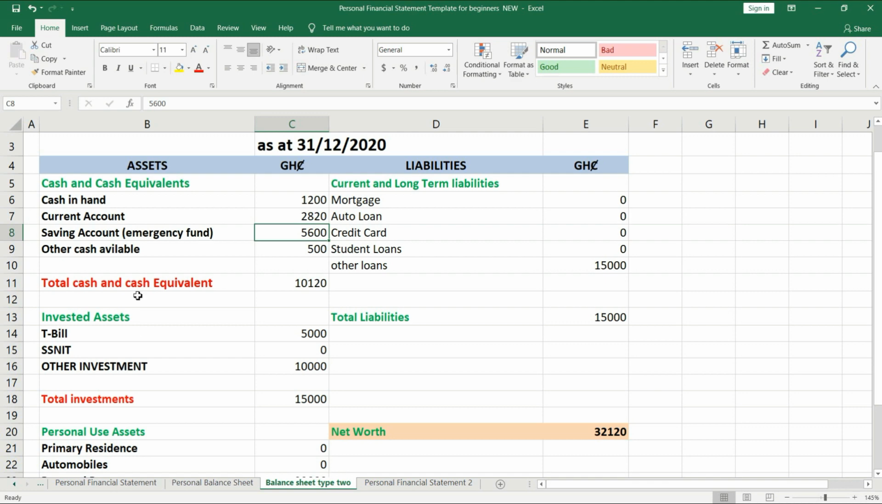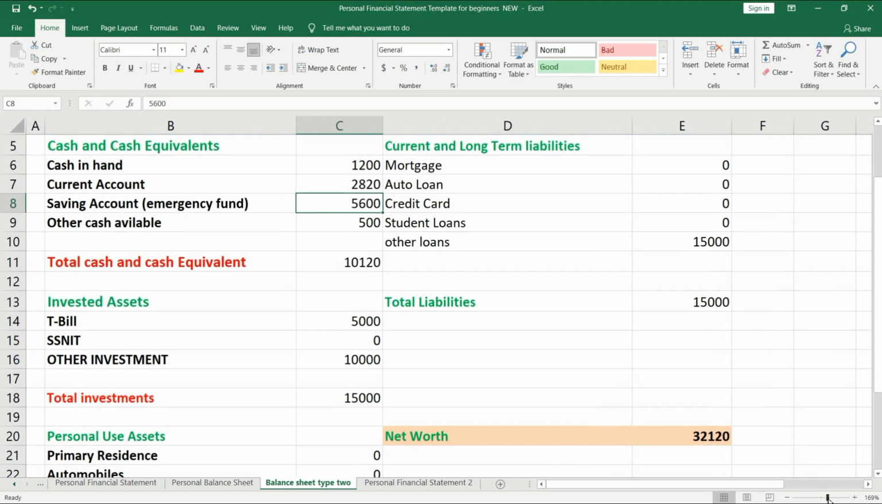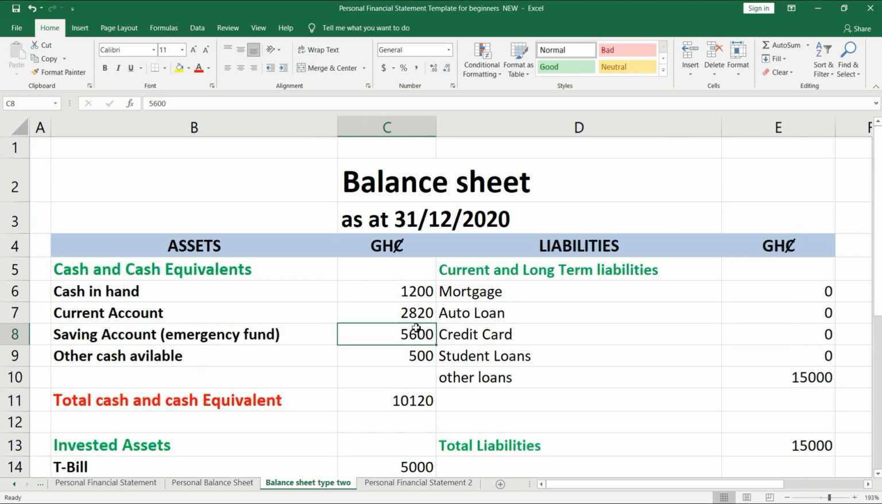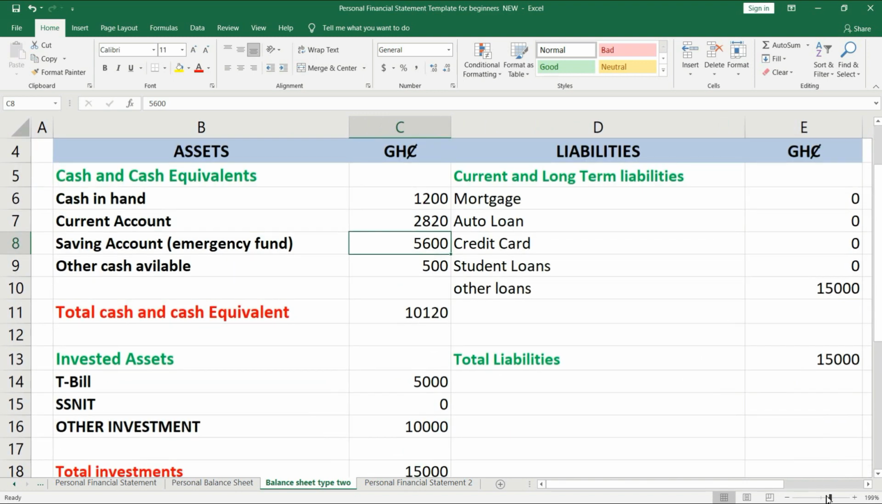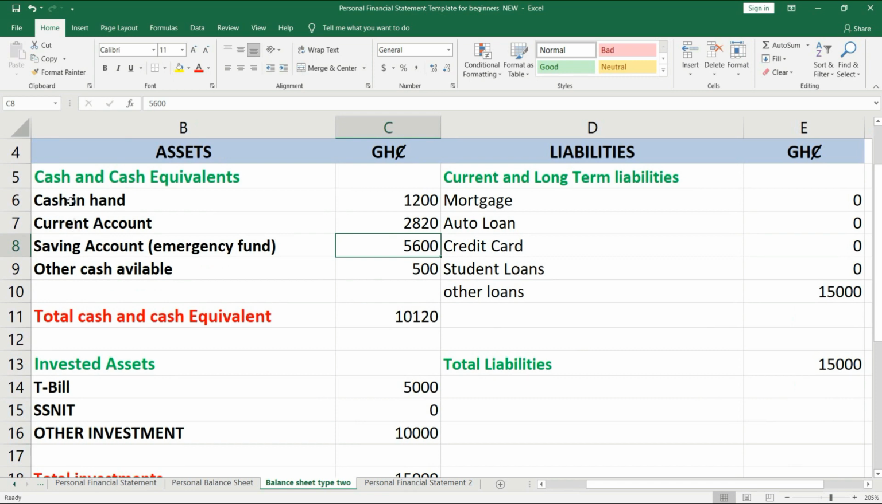Now, let me zoom back again so that you can see what I'm seeing. Okay, so we have cash in hand. Cash in hand is 1,200, and cash in hand is cash in hand. There's no need for us to liquidate, because it's cash, so we can use it at any time. So it's always at the top. Then we have current accounts. Current accounts are money we keep in the bank, but we can access it very, very easily, and that's the purpose of it. That's why we create a current account.